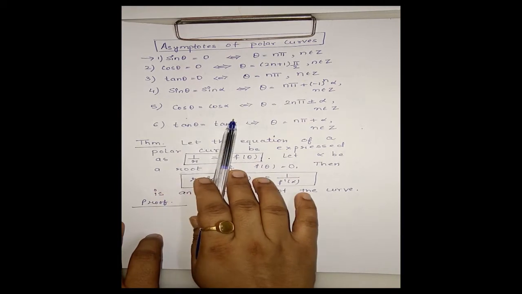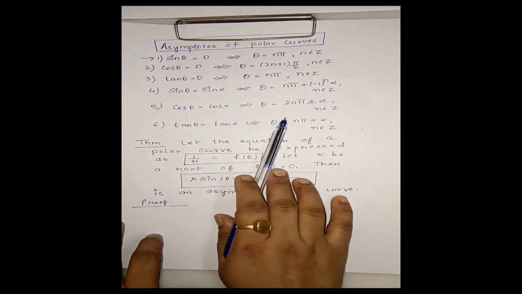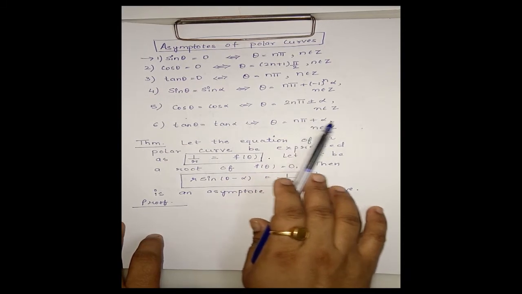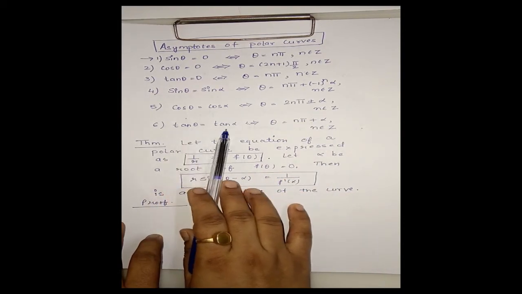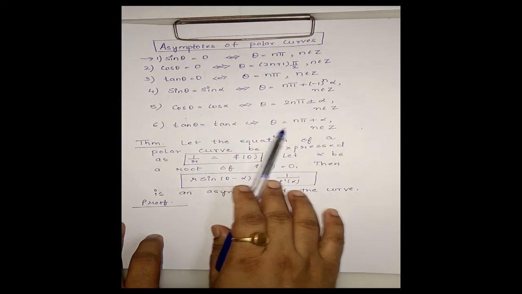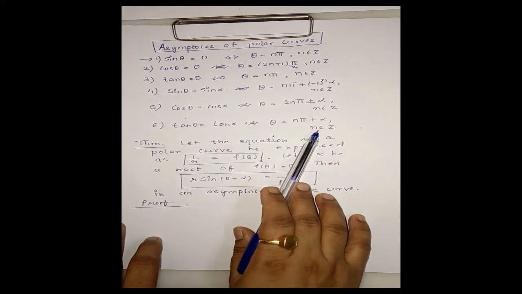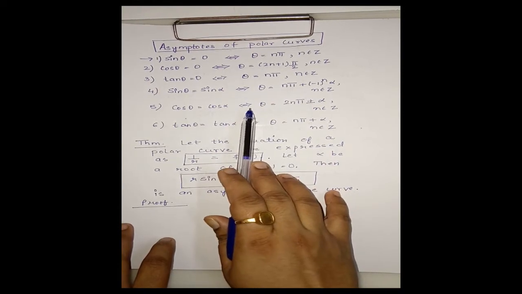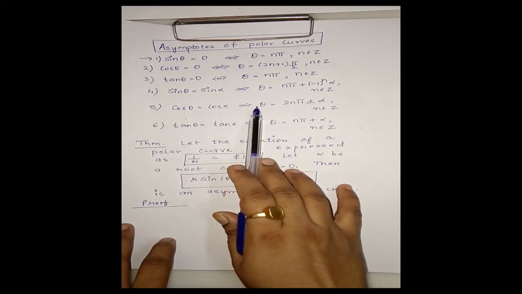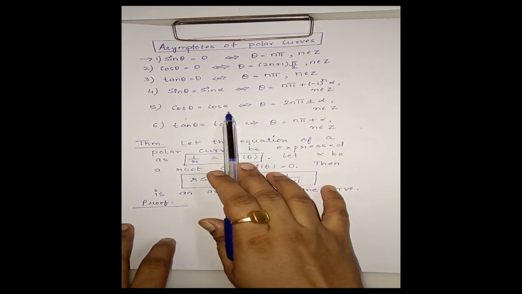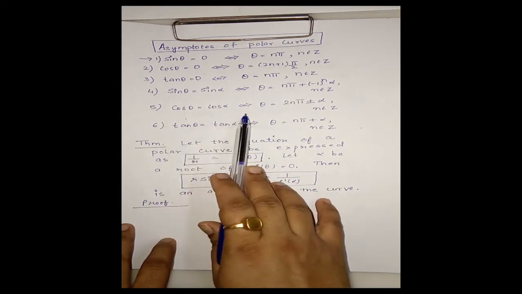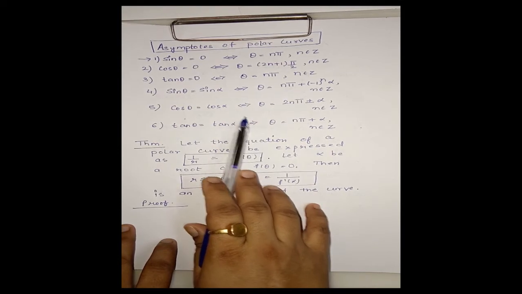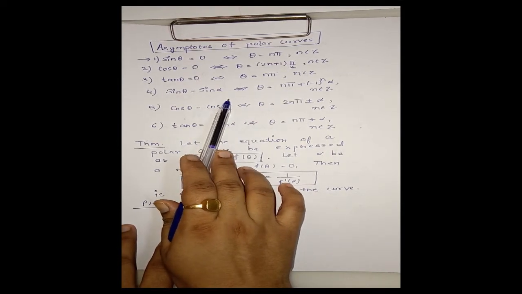Same way, cos theta is equal to cos alpha gives theta is equal to 2n pi plus minus alpha, where n again belongs to Z, and tan theta is equal to tan alpha will give theta is equal to n pi plus alpha, where n belongs to Z. These are trigonometric identities that we already know. These will be very useful in finding asymptotes of polar curves.